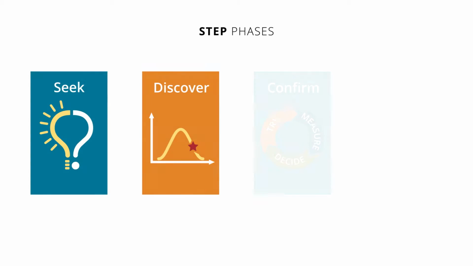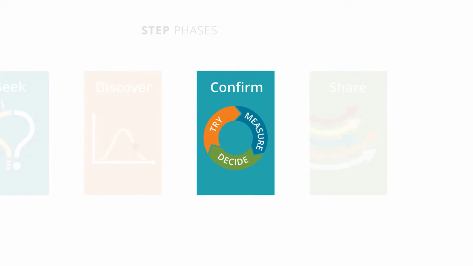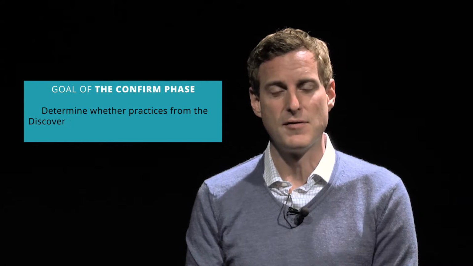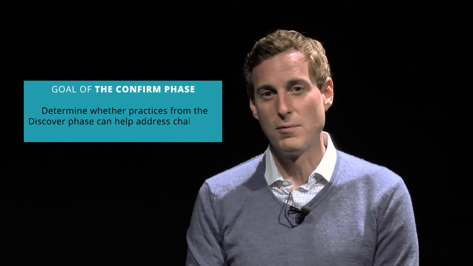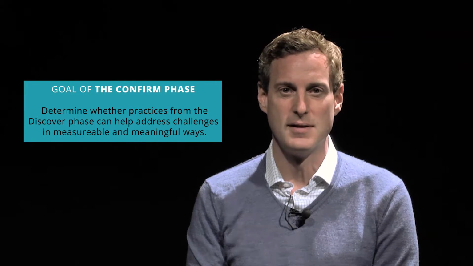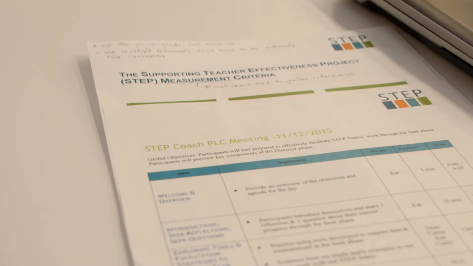By now you have discovered, or are well on your way toward discovering, a few promising practices to test in the confirm phase. The goal of the confirm phase is to determine whether practices that appeared promising from the prior discover phase can really help address your team's challenges in measurable and meaningful ways. Through the confirm phase, you will learn and apply a collaborative method to build your own evidence on the extent to which these promising instructional practices may result in student learning gains.